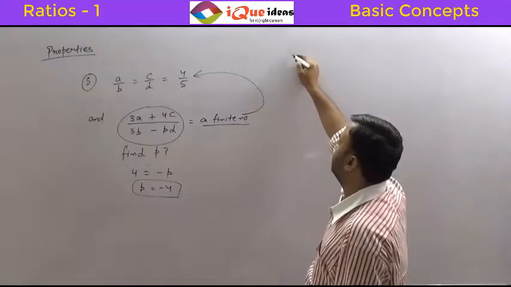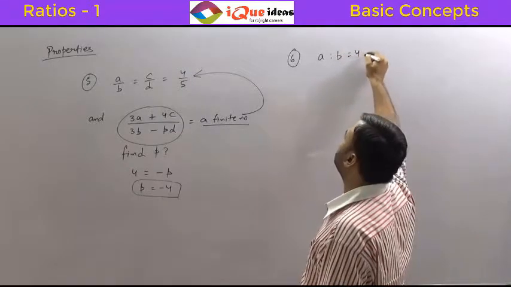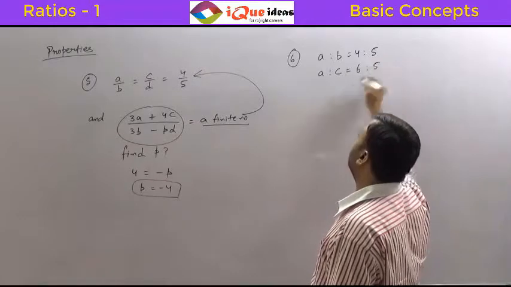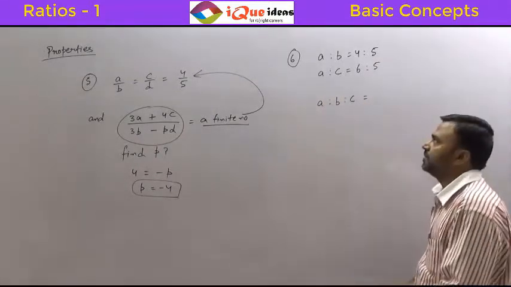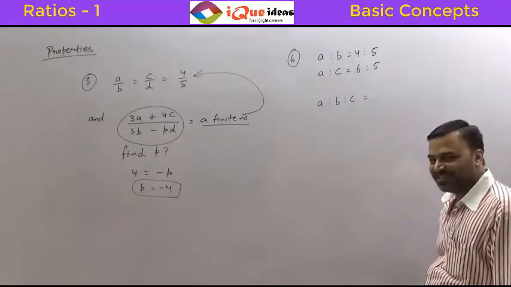Suppose we have A is to B is 4 is to 5 and A is to C is 6 is to 5. What is A is to B is to C? How would you combine two ratios? 4 is to 5 is to 6? No, it is not 4 is to 5 is to 6.